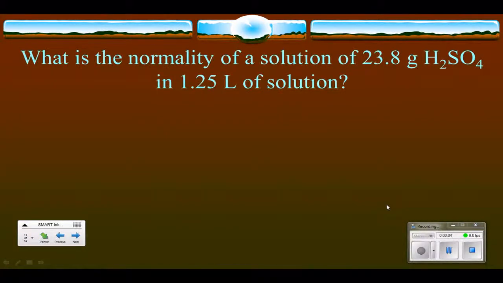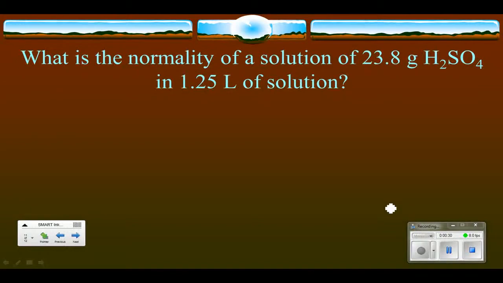Let's do a normality problem. This problem says, what is the normality of a solution of 23.8 grams of sulfuric acid in 1.25 liters of solution? I'm going to show you how to do this problem two different ways. You may remember that we can find normality by taking equivalents per liter of solution. We can also do it by finding the molarity and using the molarity. So let's do it that way first.